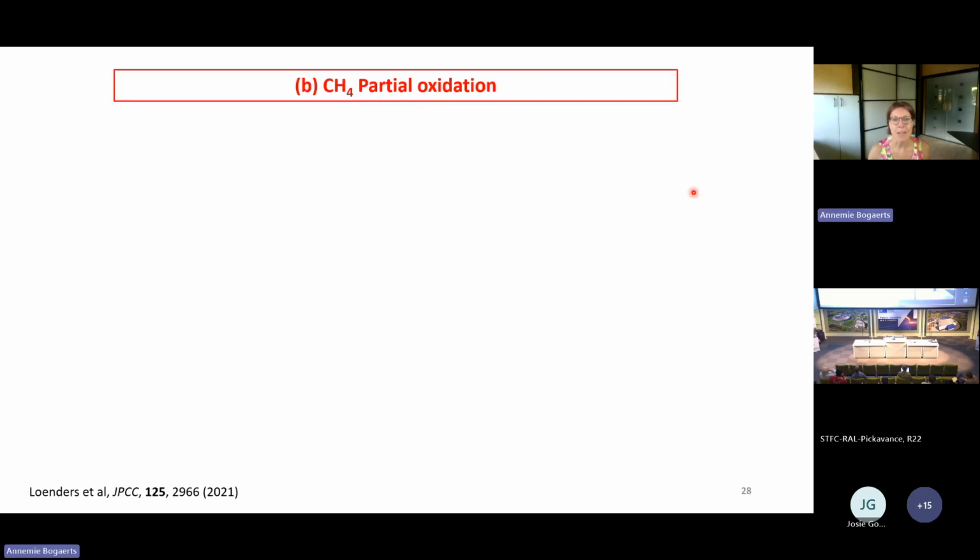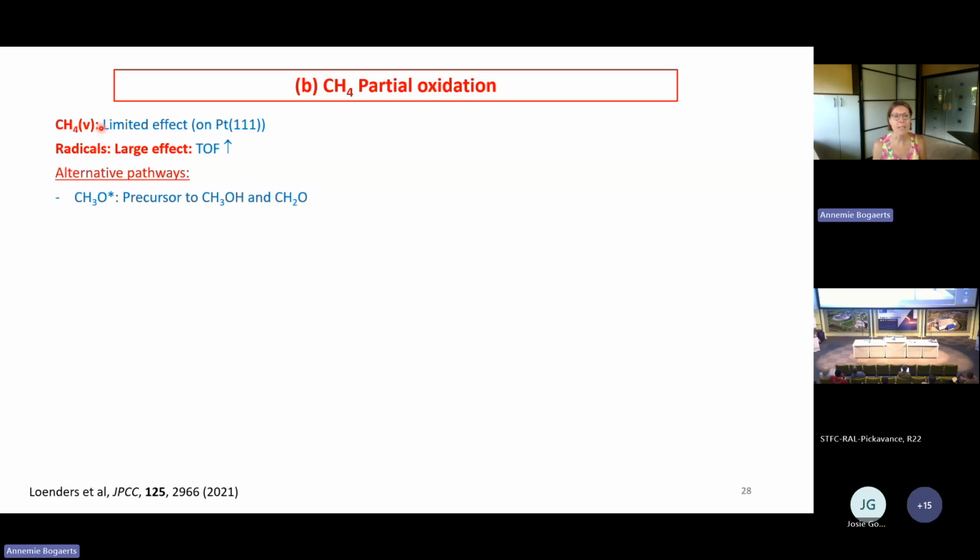Another example is here for methane partial oxidation, where we also studied the effect of the vibrationally excited species, and actually we saw a limited effect. This was only done for platinum 111. So this is in line with the previous result that vibrationally excited species had a more limited effect, while the radicals have a much larger effect. They caused a dramatic increase in the turnover frequencies.